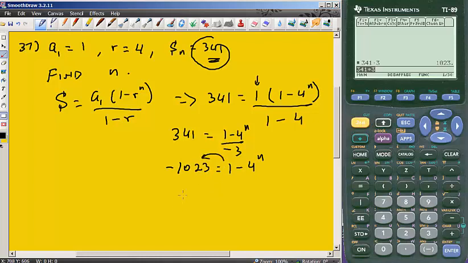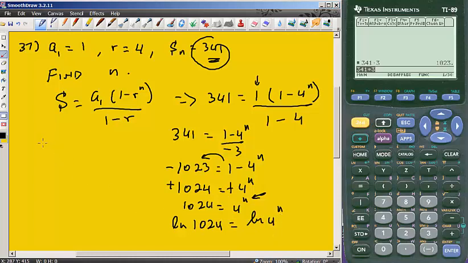Alright, then we'll take the 1 over to the other side. It's going to be negative 1024 is equal to negative 4 to the n. Now, of course, 2 negatives become positive. So I have 1024 is equal to 4 to the n. And I need to solve for n. So how do I solve for n when the n is in the exponent? That's where we get the logarithms. So we're going to ln both sides. ln of 1024 is equal to ln of 4 to the n.